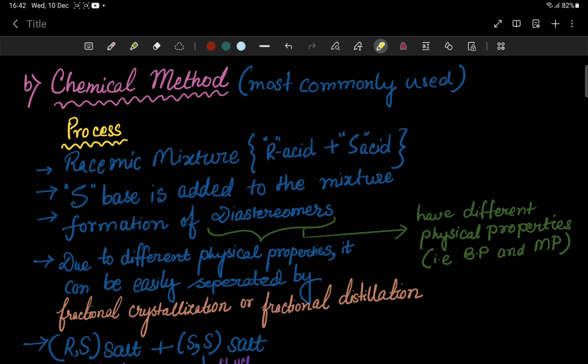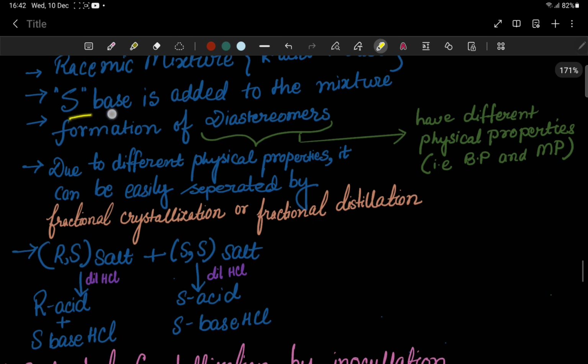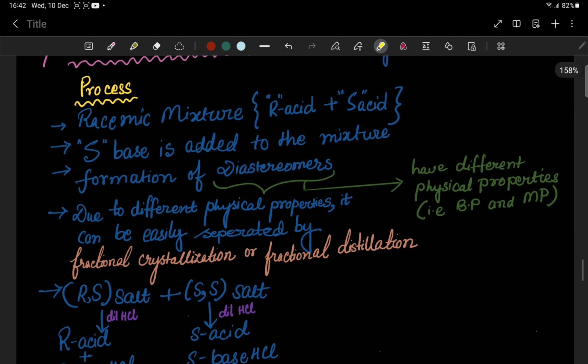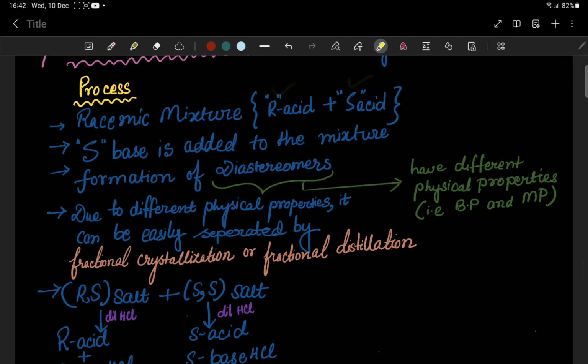What's the process? The racemic mixture consists of R and S acid. To this mixture, an S base is added. If we add this S base, it will form diastereomers, and you know what diastereomers are, right? They have different physical properties like boiling point and melting point. Due to these different physical properties, they can be easily separated by fractional crystallization and fractional distillation.